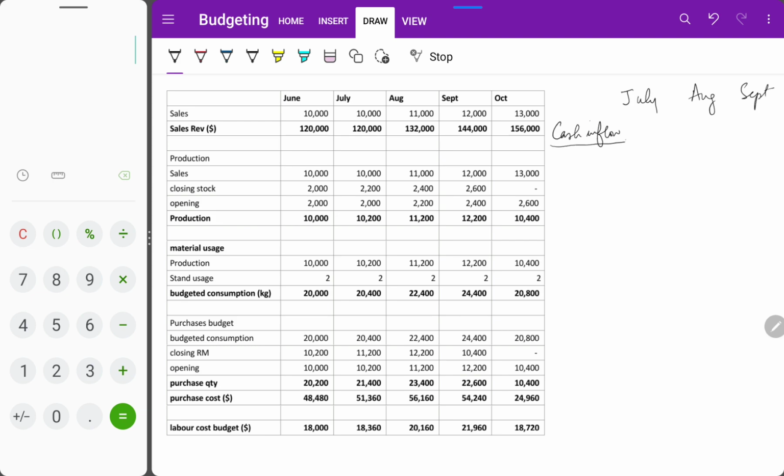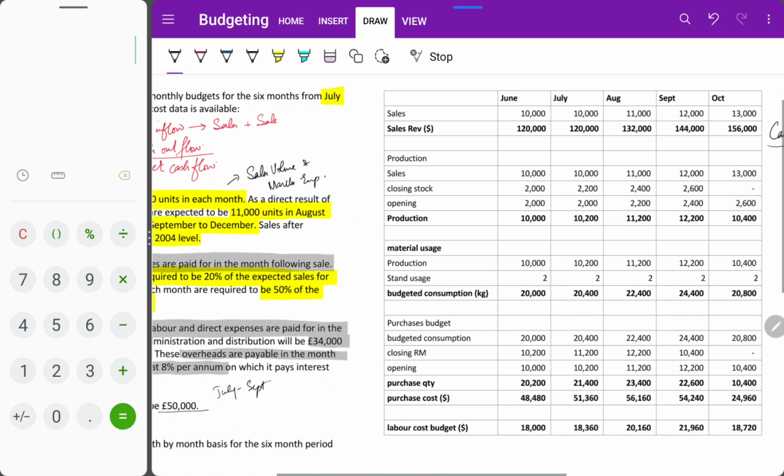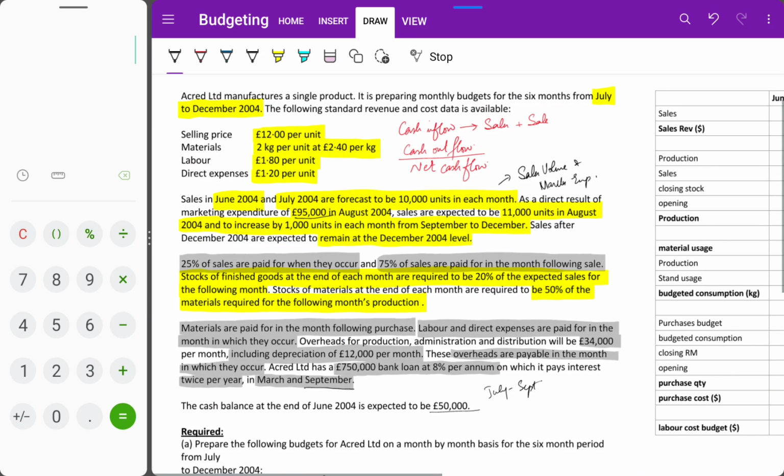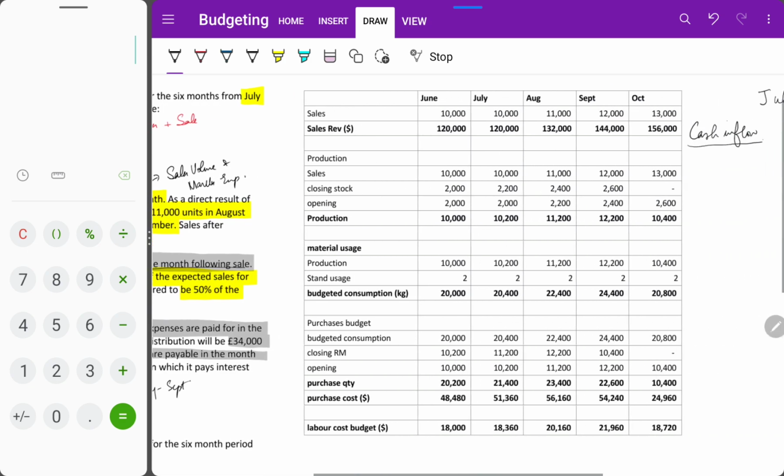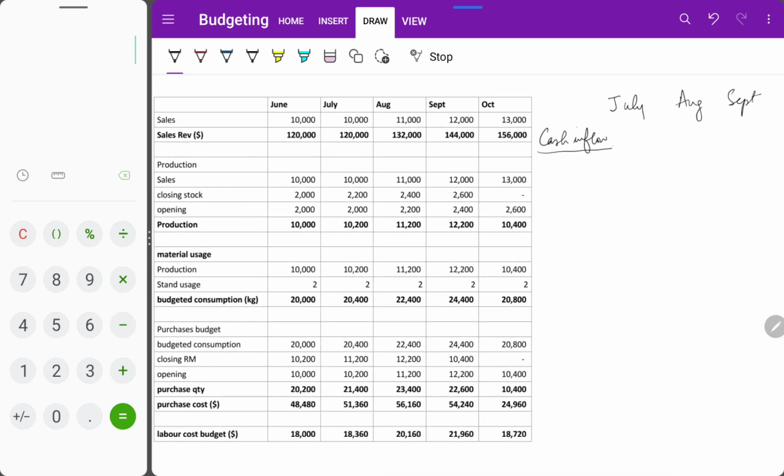Cash inflow. Since we are going for July, what is the assumption? The assumption says no assumption. I mean, the past pattern shows that 25% of sales are paid for in the month they occur and 75% are paid for in the month following the sales. So this means that for us, June sales will be important.